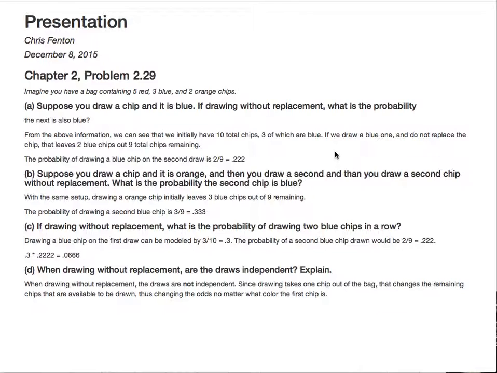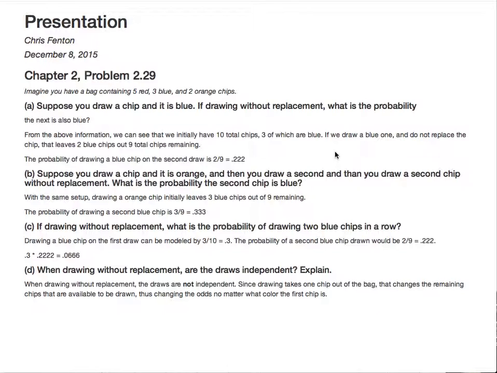So from the above information, we can see that to start out with, we have 10 total chips. 5 plus 3 plus 2 is 10, and 3 of those chips are blue. So if we draw a blue one, we're going to have to reduce the amount of blue chips that are left in the bag. That's going to take us from 3 down to 2, but also the total number of chips in the bag goes from 10 down to 9. So that leaves us with 2 out of 9, and if you do that division, you wind up at a probability of 0.222. So that is the answer for number 1, letter A.